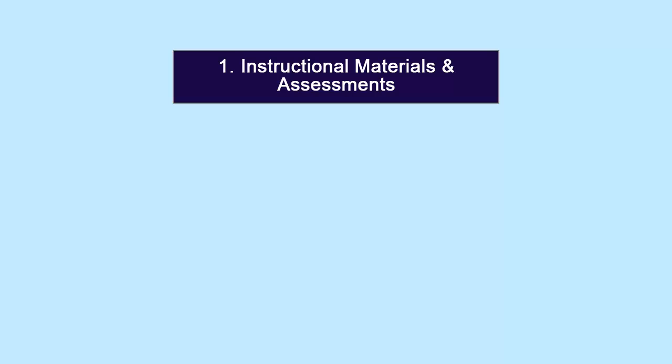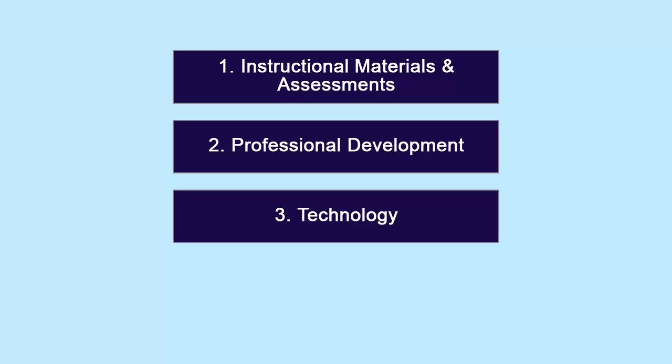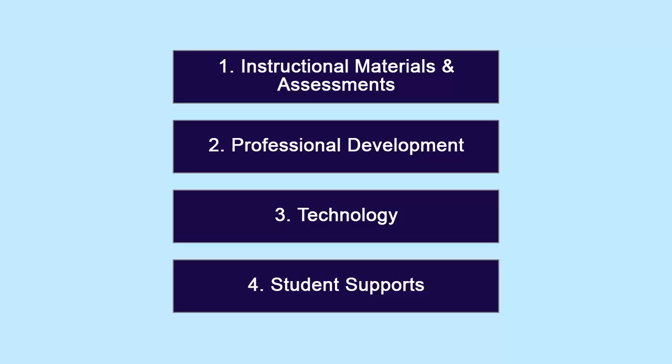The Common Core Cost Projection tool is comprised of four major cost areas. 1. Instructional materials and assessments. 2. Professional development. 3. Technology. And 4. Student supports. A complete approach to implementing Common Core state standards will include costs in all four of these areas. However, your district may already have some aspects of your plan in place. In that case, please only fill out the relevant tabs for your district.